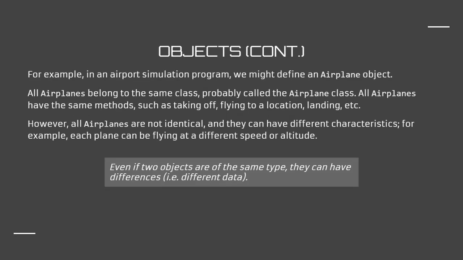For example, in an airport simulation program, we might define an airplane object. All airplanes belong to the same class, probably called the airplane class. All airplanes have the same methods, such as taking off, flying to a new location, landing, etc. However, all airplanes are not identical, and they can have different characteristics. For example, each plane can be flying at a different speed or altitude. So every airplane will have these characteristics. All airplanes will have a speed and will have an altitude, but they aren't always going to be the same for each one. Even if two objects are of the same type, they can have differences, i.e. different data.